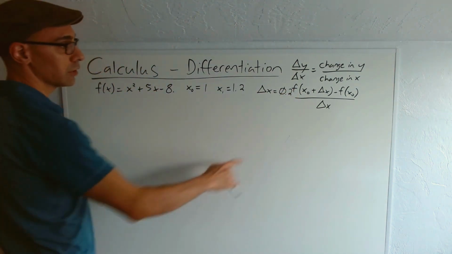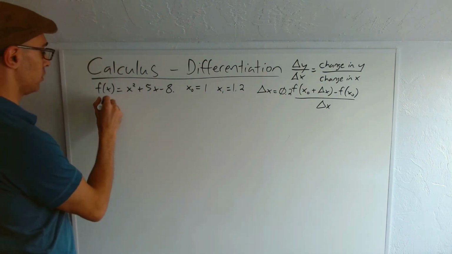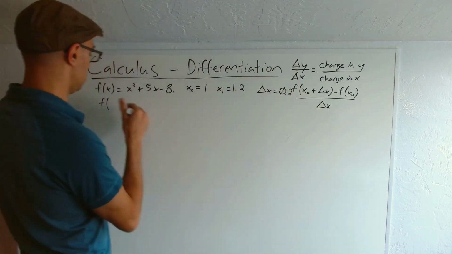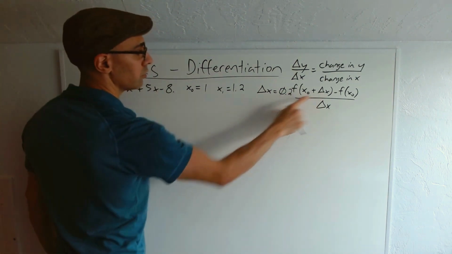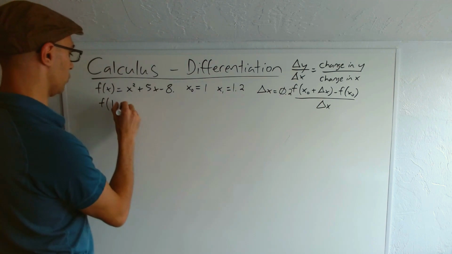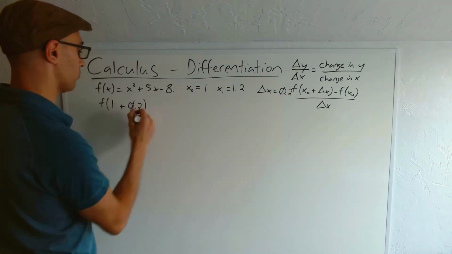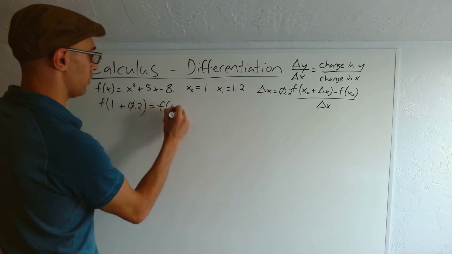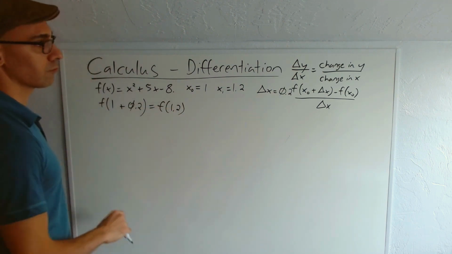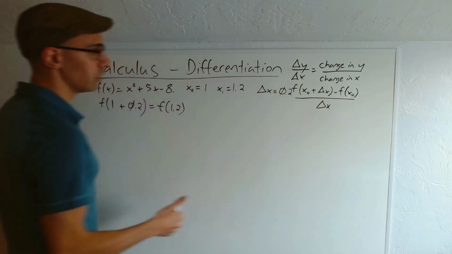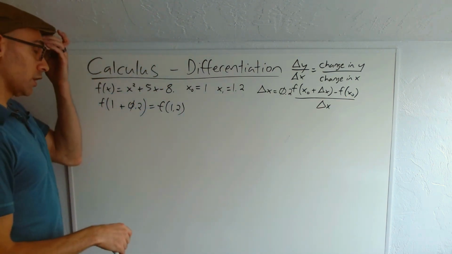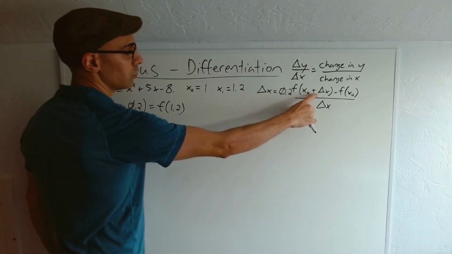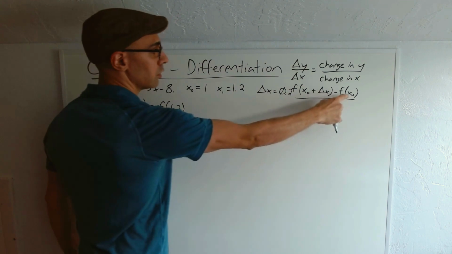Okay, now let's go ahead and plug things in. So we have f of our initial value plus that change, which is 0.2. So what is this? Well, really, this is just f of 1.2. And then this is f of 1. And what we want to look at is f of 1.2 minus f of 1.